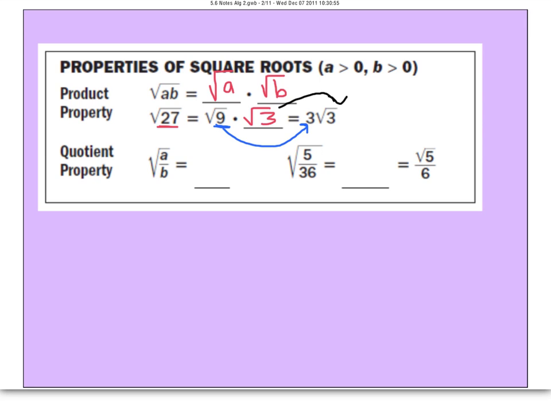Now, the quotient property says if you have the square root of a over b, you can actually break that up into two things too. You can do the square root of a over the square root of b. Now that's handy in an example like this. What is the square root of 5 over 36? I have no idea what number times itself is 5 over 36. However, if I break this up and do the square root of 5 over the square root of 36, what I do know is that the square root of 36 is the number 6. I don't know the square root of 5, so I just keep it.